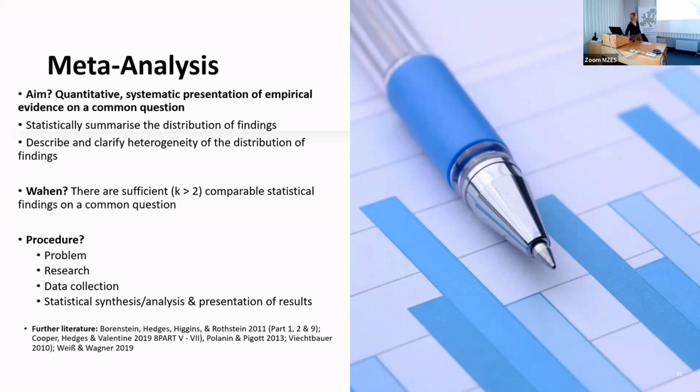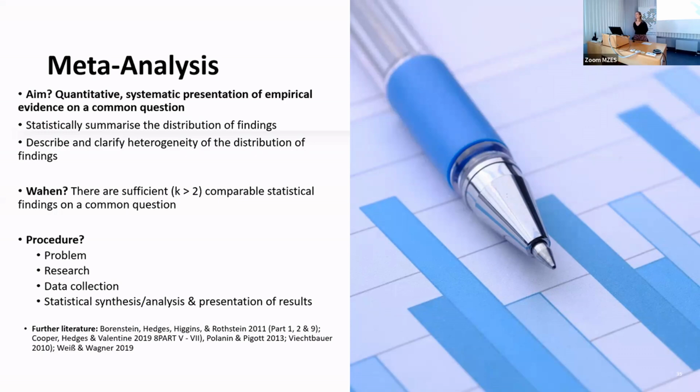Yes, and then when can you conduct a meta-analysis? If there are sufficient studies, some meta-analysis guys say you need 2 studies to conduct a meta-analysis, which is literally yes, but actually, of course, not. The more studies you can include in a meta-analysis, the better it is.